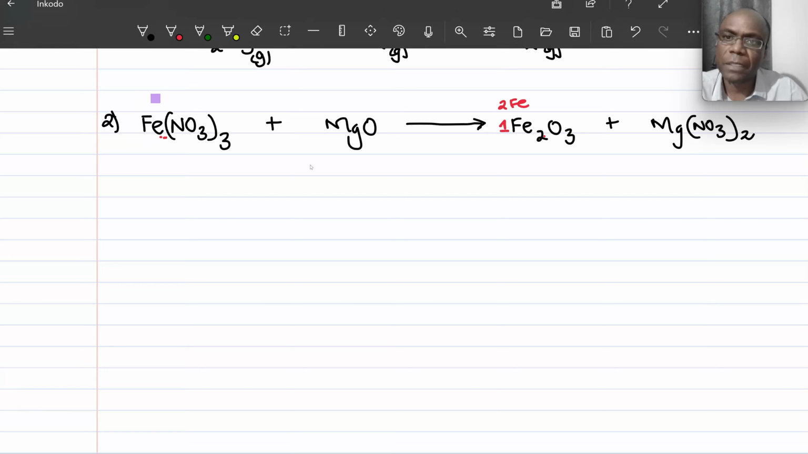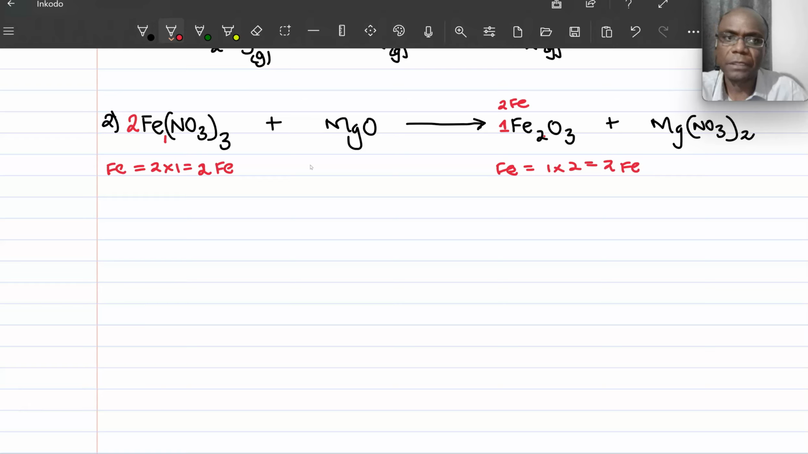So there's a problem. How do I balance the Fe? I do so by putting 2. Now it's going to be 2 times 1. So for the ion, I have 2 times 1. Now it's 2 Fe. On the reactant side, on the product side, the ion is 1 times 2. That means I have 2 Fe. Happy.